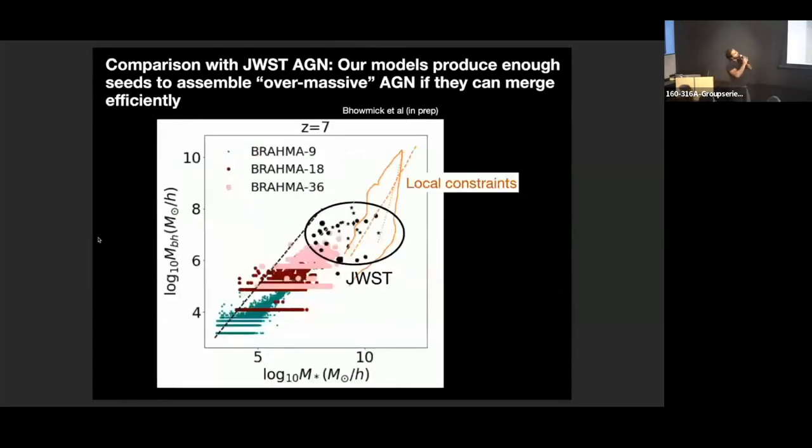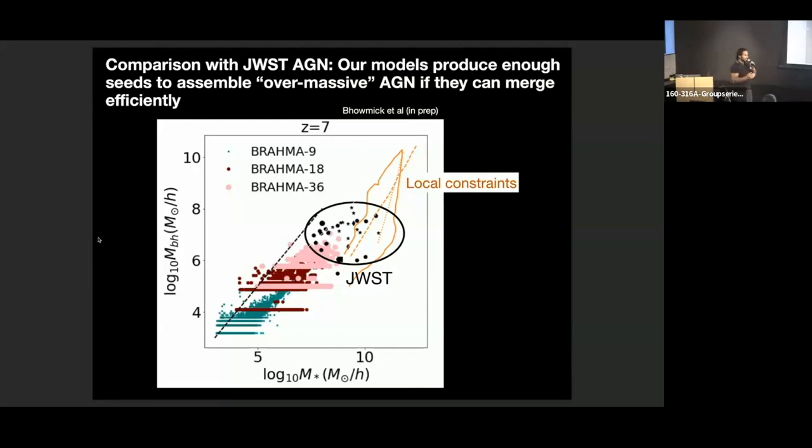And here I'm showing the stellar mass versus black hole mass relations for one of the seed models. The different boxes corresponding to the same seed model are shown by these different colored circles. We compared against these JWST high redshift AGNs and also the local observational constraints. And we find that these simulations tend to predict overmassive black holes compared to the local scaling relations. And the most massive of these black holes tend to produce results consistent with these overmassive JWST AGNs.